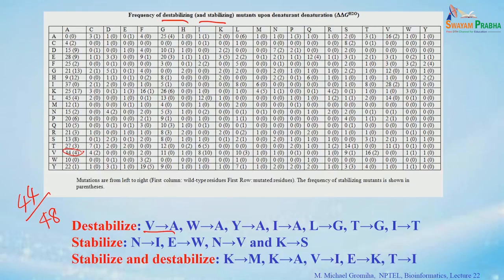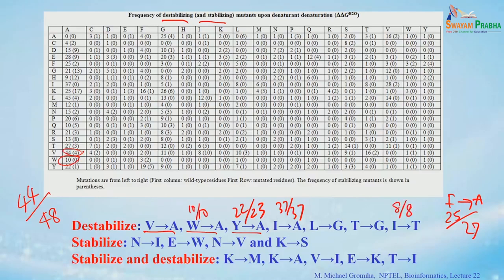Likewise, can you find some other mutations which are mainly destabilizing? Say W2A, here totally 10 mutants, and all 10 are destabilizing. Any other examples? Phenylalanine to alanine, F2A. If you take F2A, how many mutations? 27, and 25 are destabilizing. Likewise Y2A, 23. I2A, 37 for 37. I2T, 8 by 8.